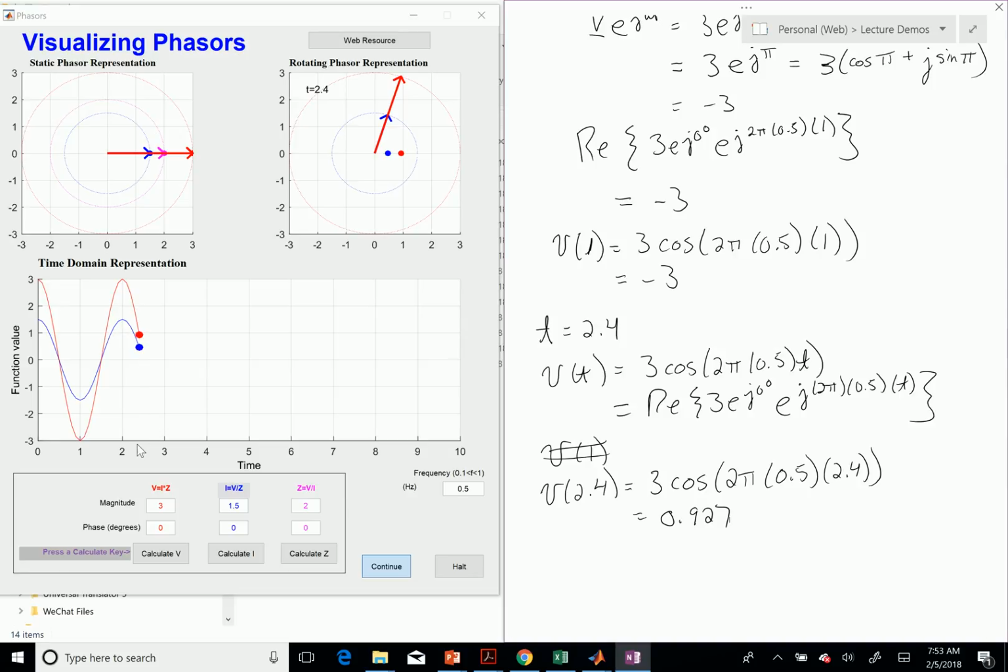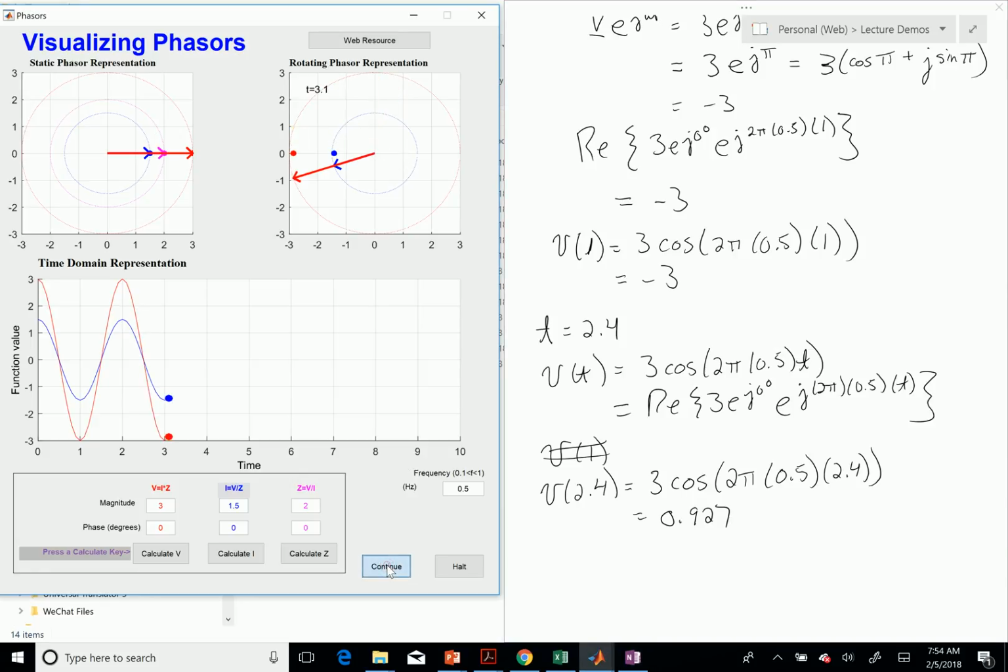Okay. So if I look at that, look at the red guy, right? So what I can see is that at time 2.4, right? So basically I'm right now at time t equal to 2.4, what it says right here. Time t equal to 2.4, it looks like my red value is just below 1, right about 0.927. You can also see that the real part of the red vector right there is sitting just below 1, right? So there's 0, here's 1, so he's just below 1.